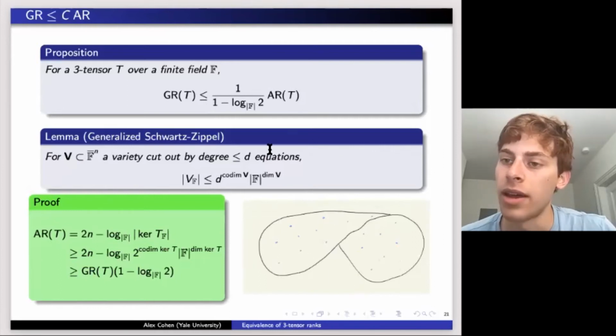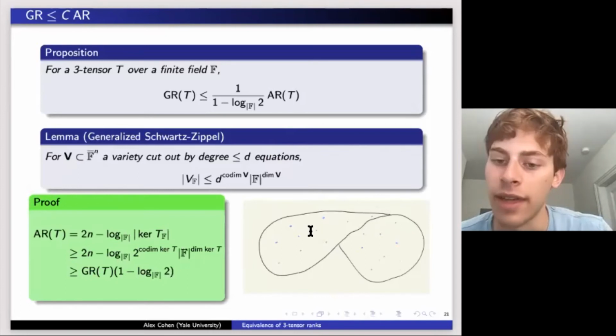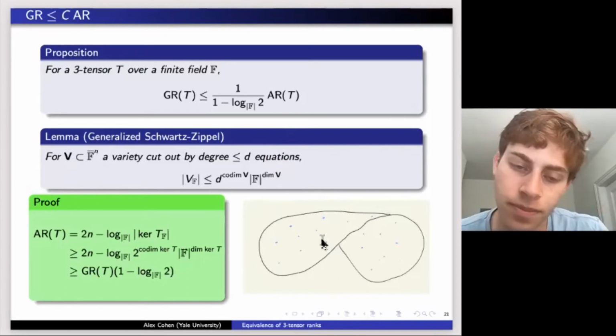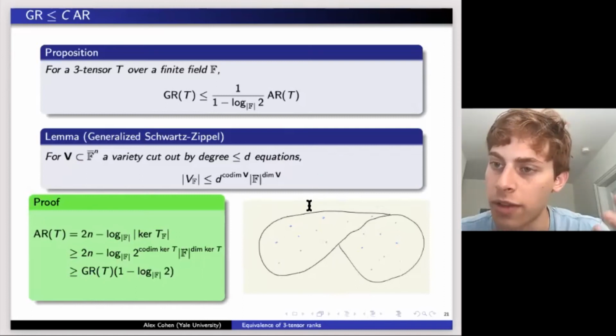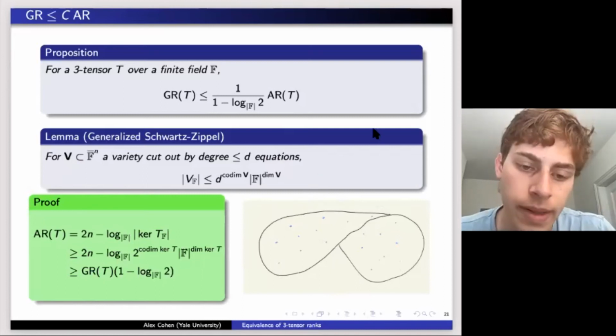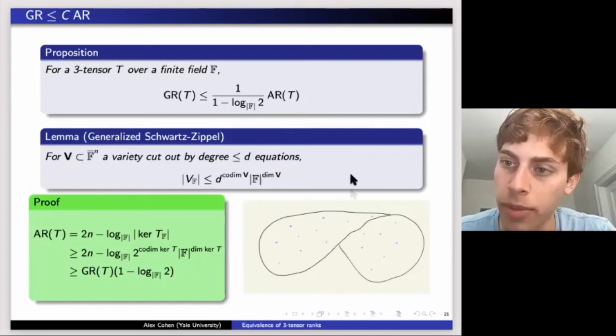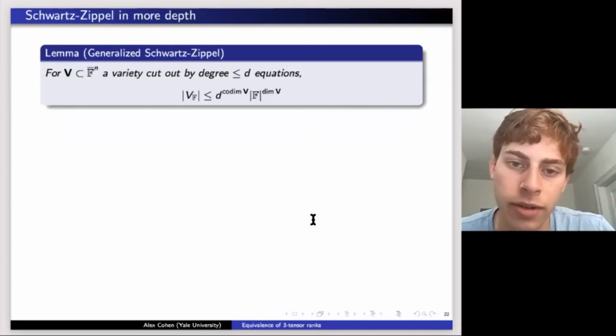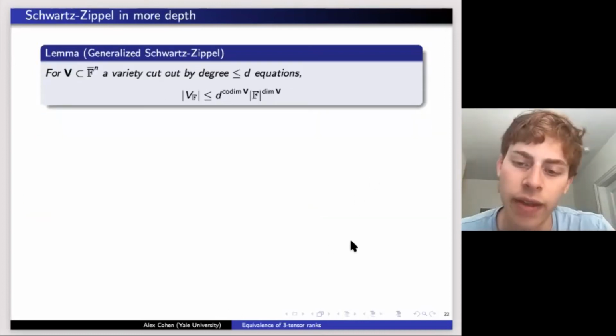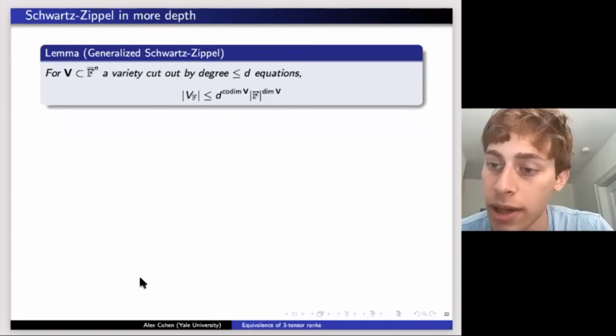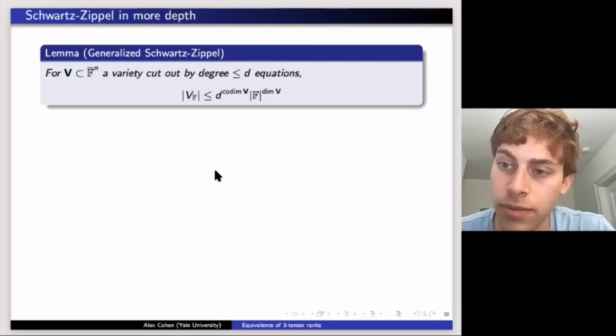So that d to the dimension of V is what would happen if it were a linear subspace. And then the codimension: it turns out that the smaller the codimension, the smaller the complexity, and that bound, that d to the codimension V bound, comes from this Bézout inequality. That's sort of where that comes from.